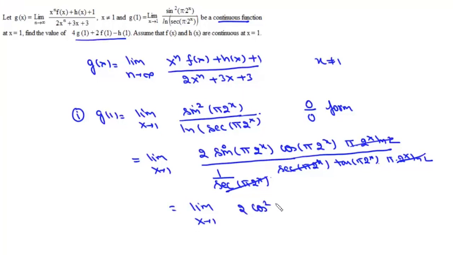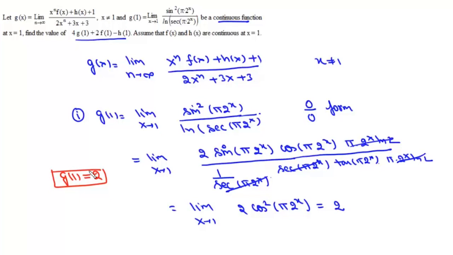square pi into 2 to the power x. Now if we put x as 1, this is cos 2 pi, and cos 2 pi is 1. So answer to g1 is 2. So we have the value of g1, and the value of g1 is 2.